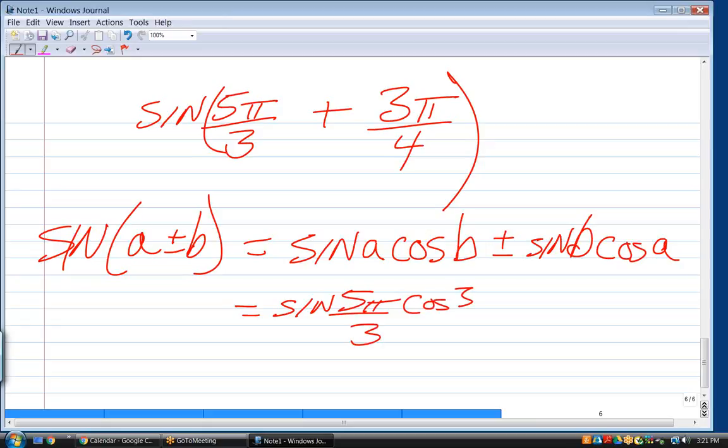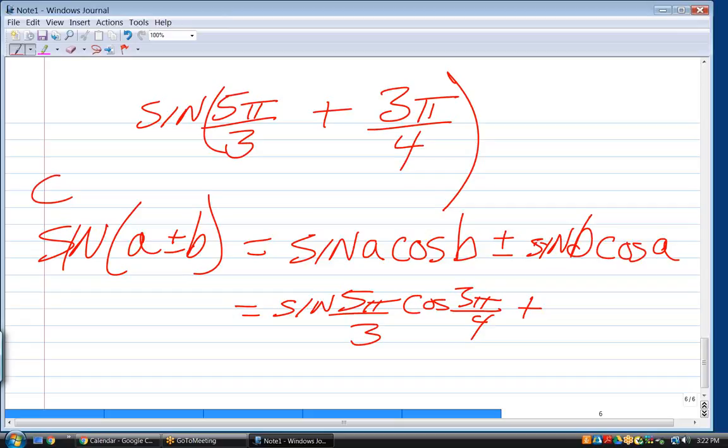Cosine 3 pi over 4. Minus. Plus. Sine stays the same. In other words, when I write plus minus there and plus minus there, it means that if it's a plus, it stays a plus. If it's a minus, it stays a minus. With the cosine, it's opposite. In other words, if this was a cosine and this was a plus, then I would have a minus there. That's the key difference.